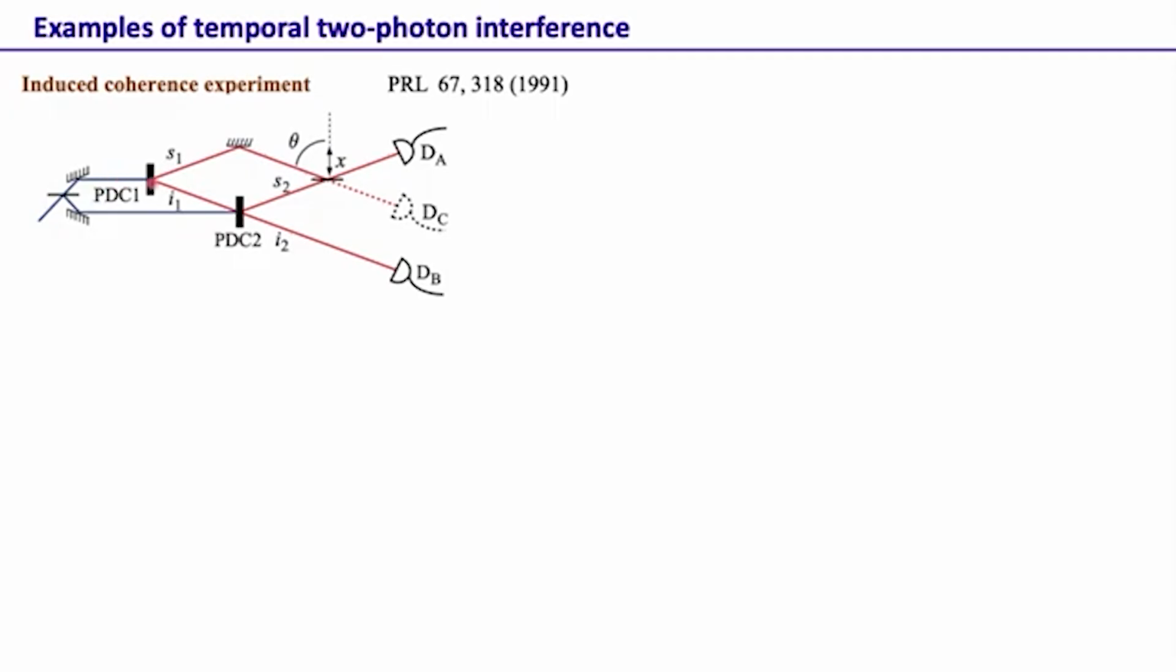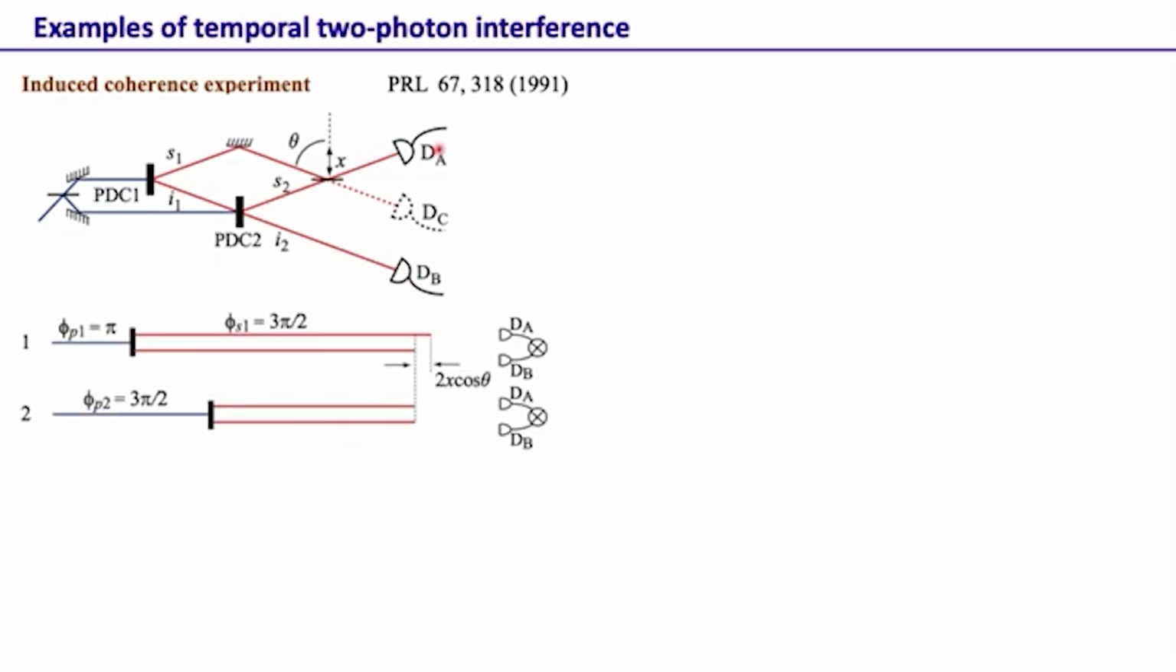So a pump photon starting from here can either go this way or go that way. When it goes this way, it can get down converted over there, and the two down converted photons can reach the detector like this. So signal goes like this, and idler can go like that. The pump photon can actually go in this direction and then get down converted, and the down converted photons can then go like this and like that to the two detectors.